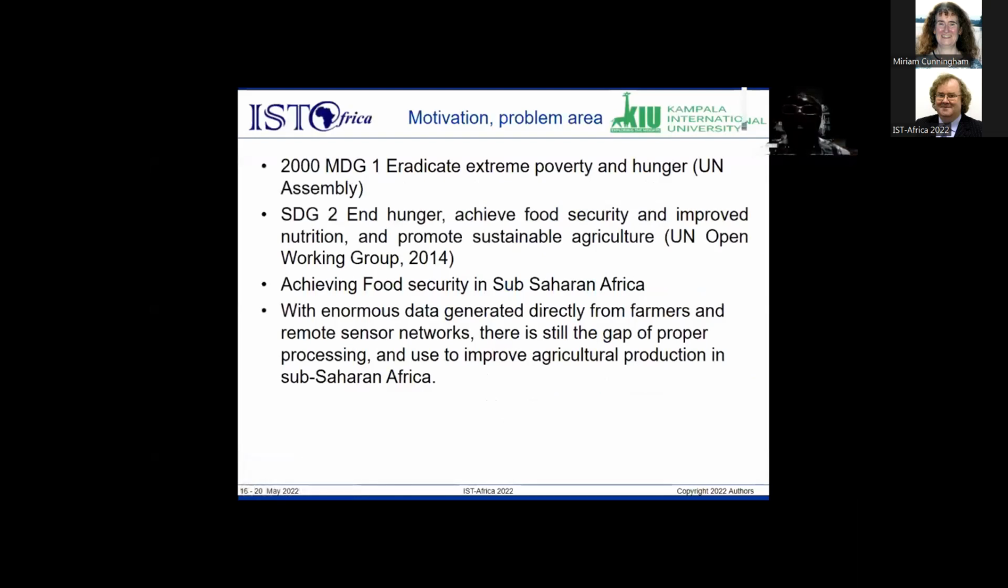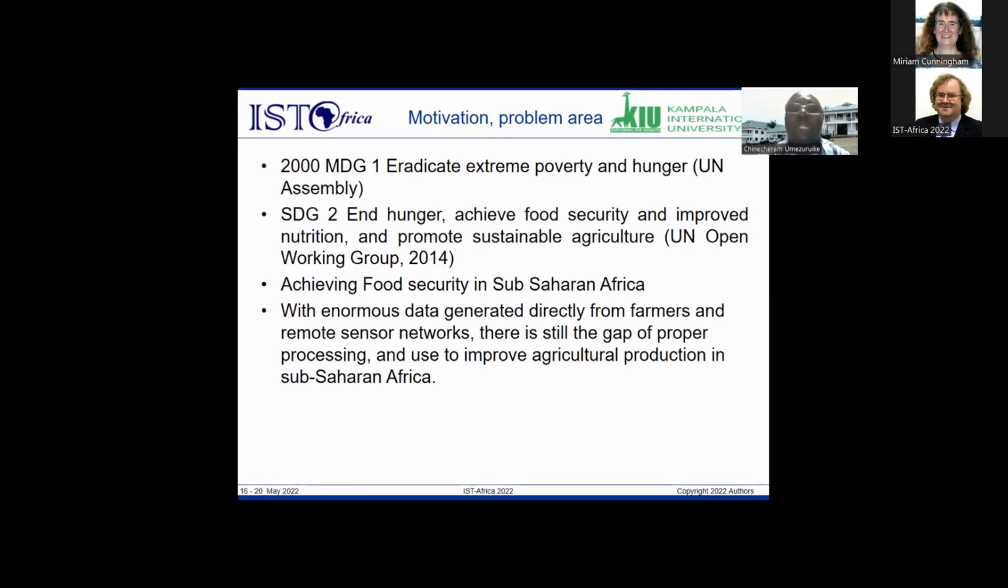Eradication of extreme poverty and hunger was a challenge identified by the United Nations Assembly in 2000, and it was made a Millennium Development Goal. In 2014, the United Nations Open Working Group identified ending hunger, achieving food security, improving nutrition, and promoting sustainable agriculture as a challenge, and it was made a Sustainable Development Goal in 2014 and approved by the United Nations Assembly in 2015.